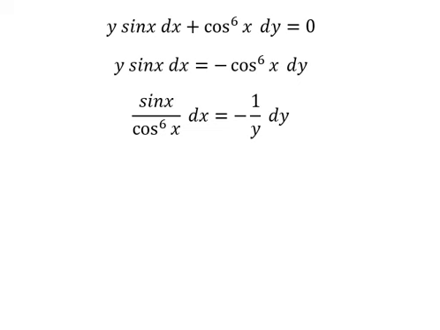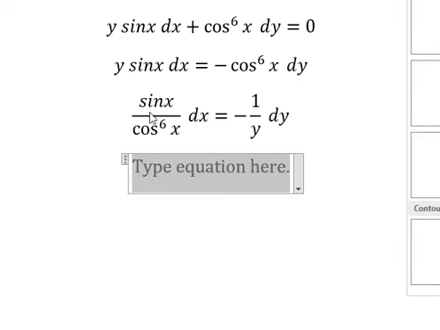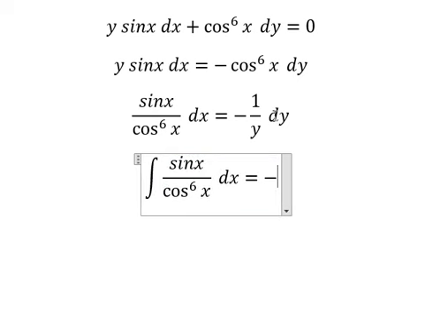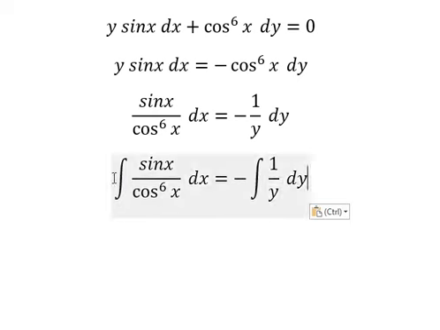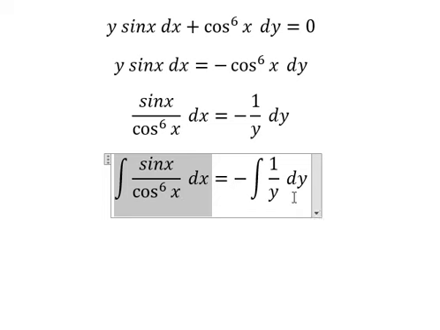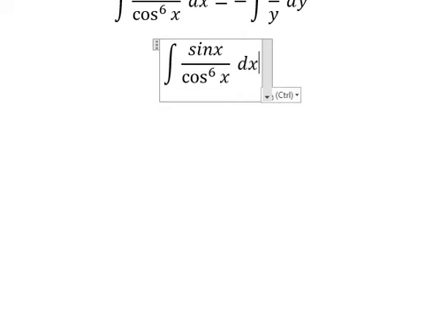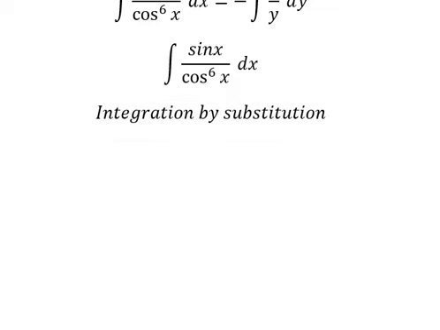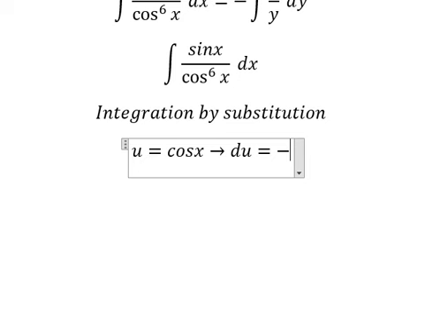Next, we put the integration for both sides. Now we need to concentrate on this one. So we can use integration by substitution. I will put u equal to cosine x, and then we first need to take the derivative of both sides, and we have it like this.